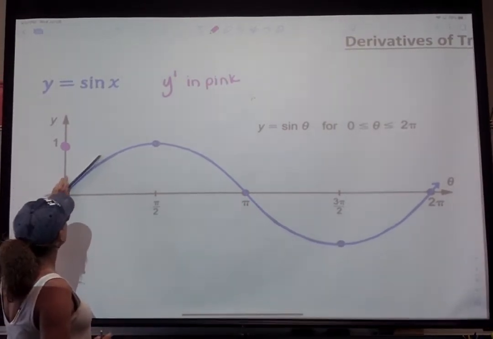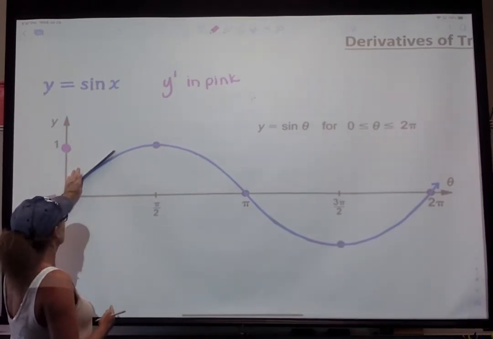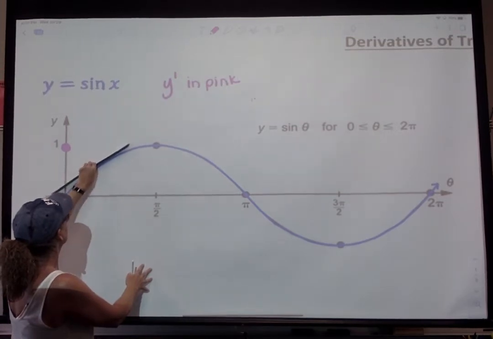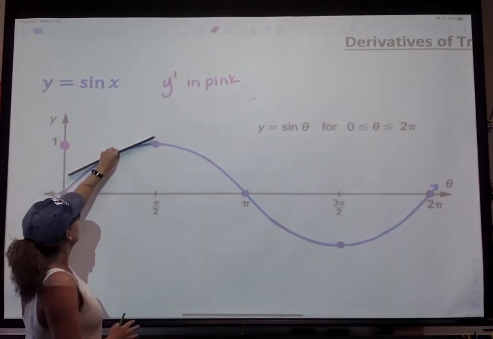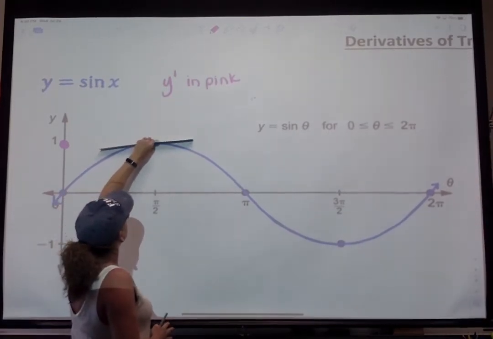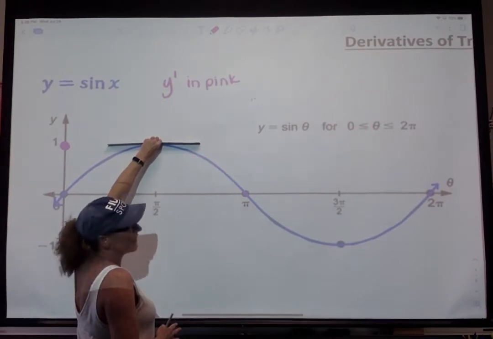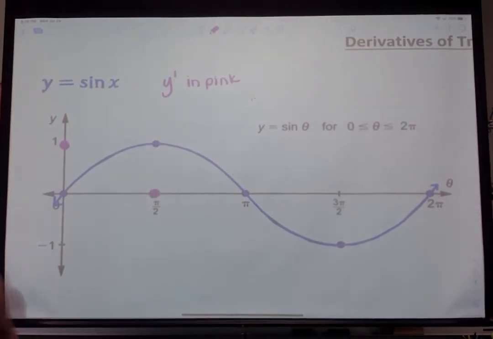All right, moving on. As I move toward pi over 2, my slope is decreasing. Right? The steepness of my tangent line is decreasing. Still positive, but decreasing, decreasing, decreasing. Now at pi over 2, what's the slope of my tangent line? I think the slope there is 0. So I'm going to graph my slope in pink right there.